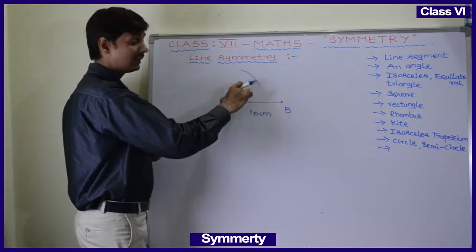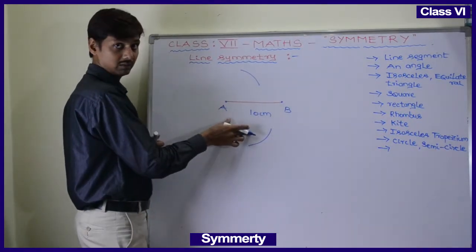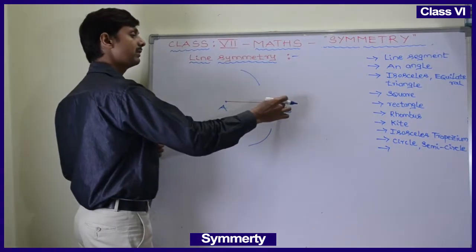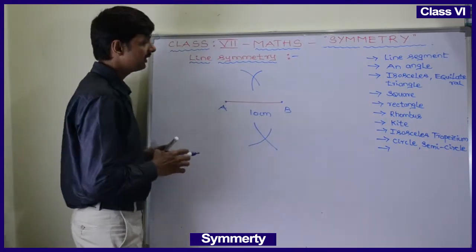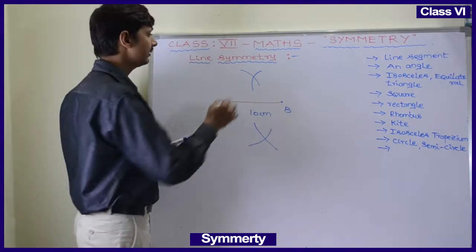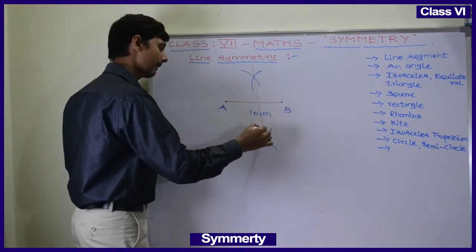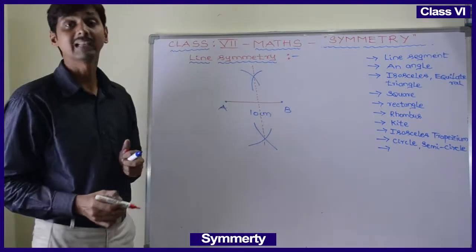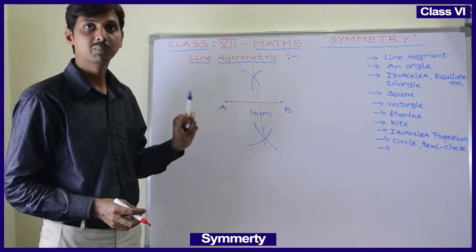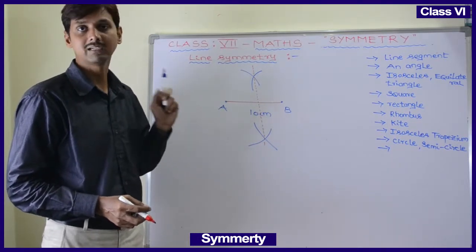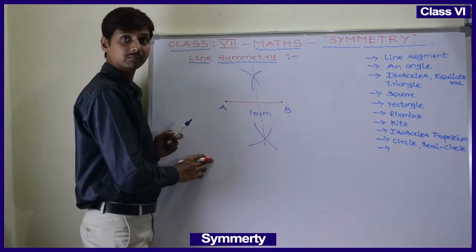Using A we made an arc, and using A we made another arc below the line segment. Now use the point B and cut this arc and this arc. So we got two arcs, and we join these two arcs with a line segment. This is nothing but the perpendicular bisector. We have already learnt in constructions. So this is the perpendicular bisector of AB.